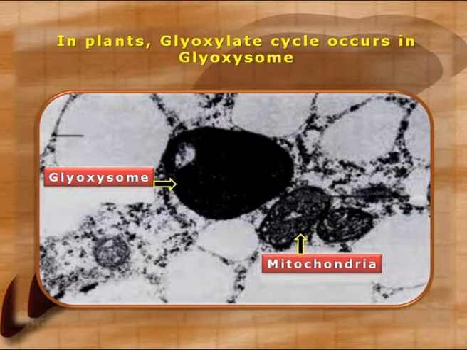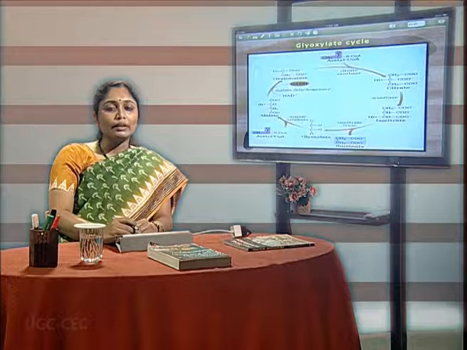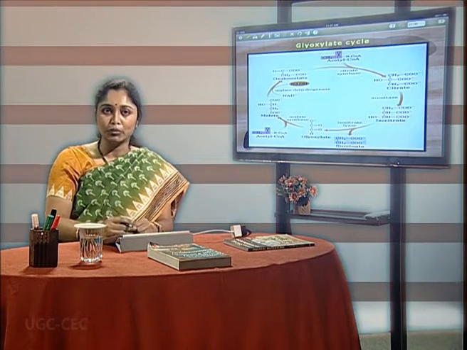In plants, the enzymes responsible for converting acetate to glucose are present in an organelle called the glyoxysome. So, this cycle is called the glyoxylate cycle. In prokaryotes, all the enzymes of the TCA cycle and glyoxylate cycle are found in the cytosol. The glyoxylate cycle converts acetyl-CoA into a succinate molecule.